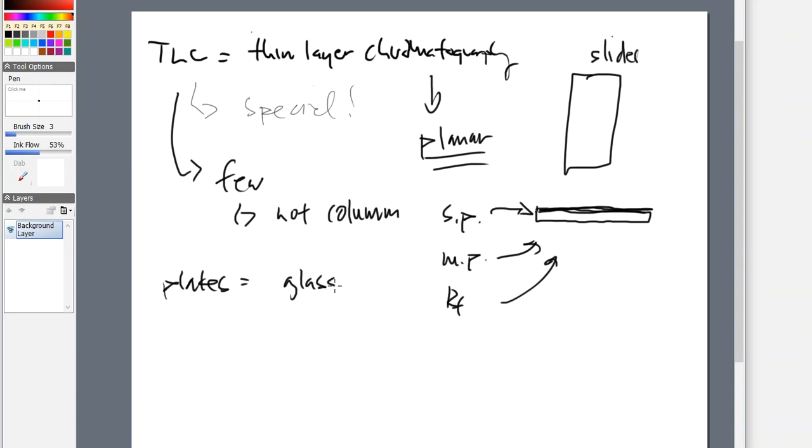They can be made up of a glass backing, and these are very good for a couple of reasons I'll talk about in a minute. They can also be plastic, and they can also be even aluminum in some cases. So there's different types of backing on the plates that we will need for this chromatography technique that we're getting ready to describe.